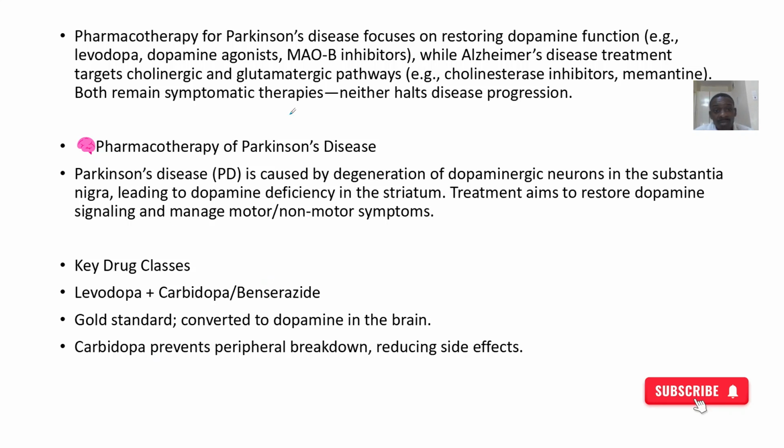So pharmacotherapy of Parkinson's and Alzheimer's, you just have to do it. In Parkinson's you are trying to restore dopamine function, while in Alzheimer's you are basically trying to target all those pathways that are dysfunctional in the disease. So Parkinson's disease, we'll start with Parkinson's before we go to Alzheimer's. Parkinson's disease, you should know, is a disease caused by what? Degeneration of dopaminergic neurons.